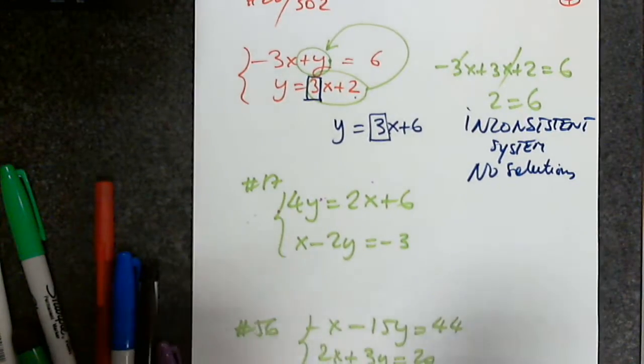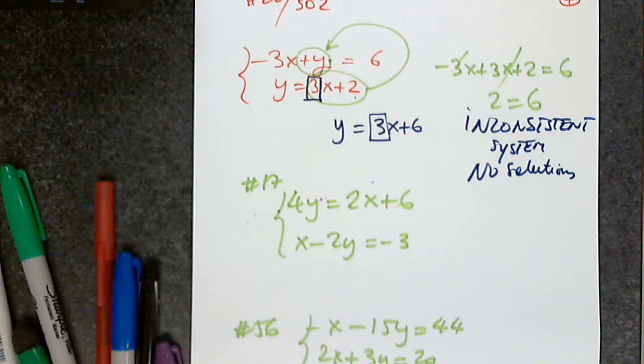Perfect. Let's work on 17. 4y equals 2x plus 6 is the first equation. And x minus 2y equals negative 3.